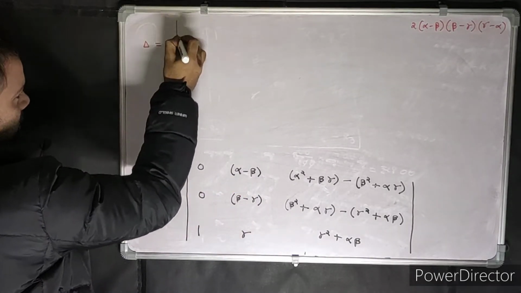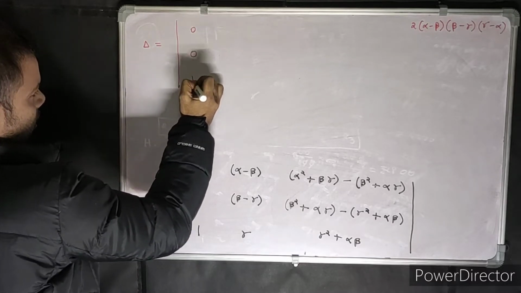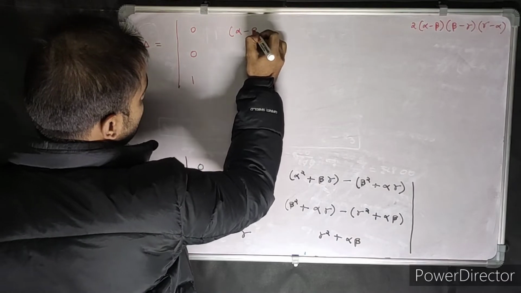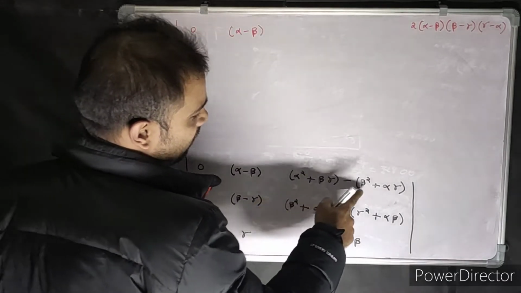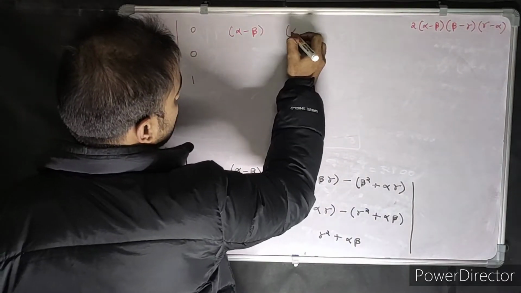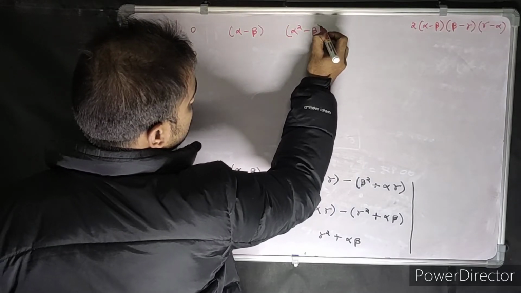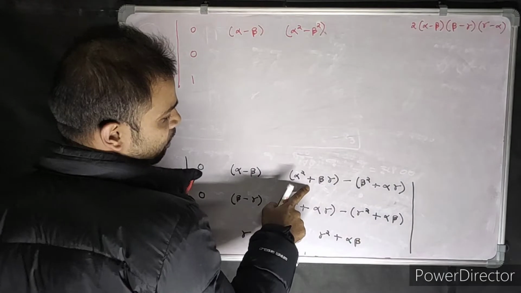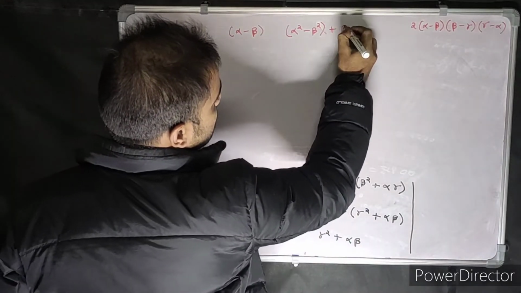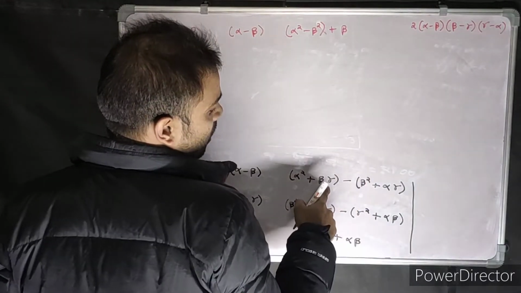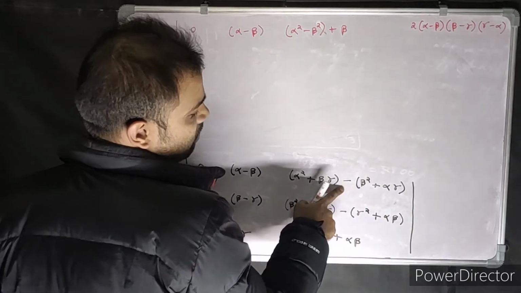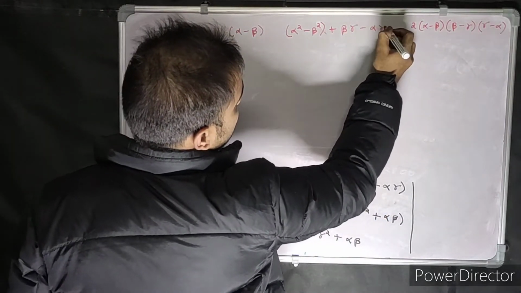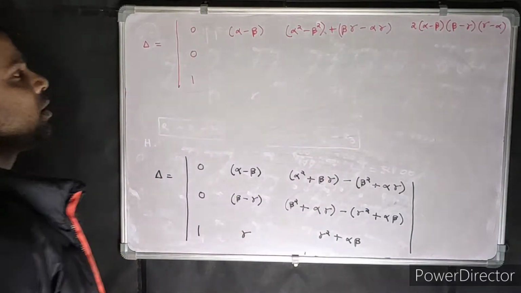So the next part of this determinant is 0, 0, 1. That's alpha minus beta. This is alpha square minus beta square. Look, alpha square minus beta square. Put it together. Alpha square minus beta square. Then plus. Write a plus. Then write a beta. Gamma minus alpha. See, minus alpha gamma. Beta gamma minus alpha gamma is the next one.